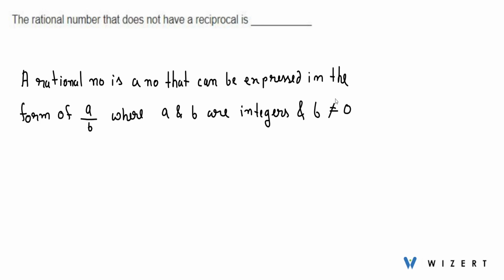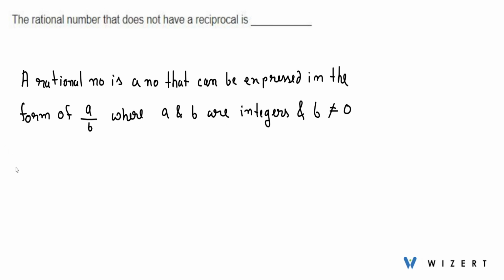Now it has been given that the rational number that does not have a reciprocal is what? Now we know that a rational number can never have its denominator as 0. So we need to find a rational number whose reciprocal is such that its denominator becomes 0, which is not possible. So a upon 0 or 0 upon a.